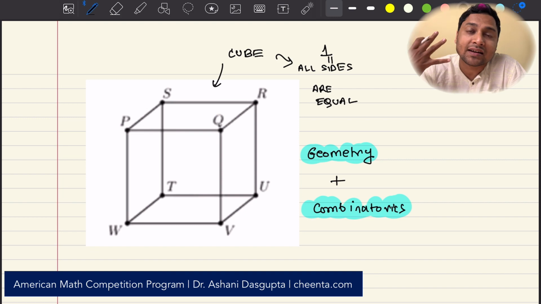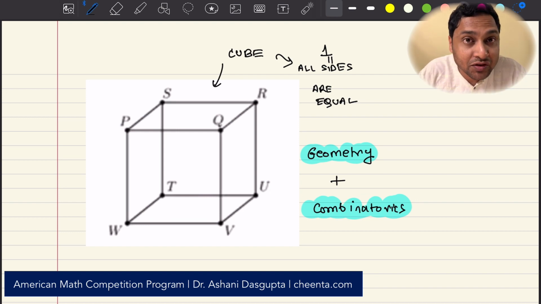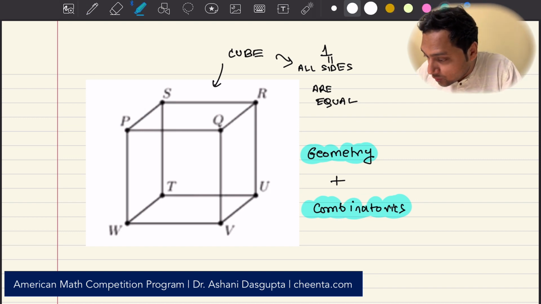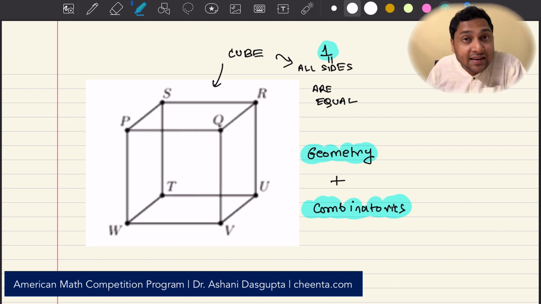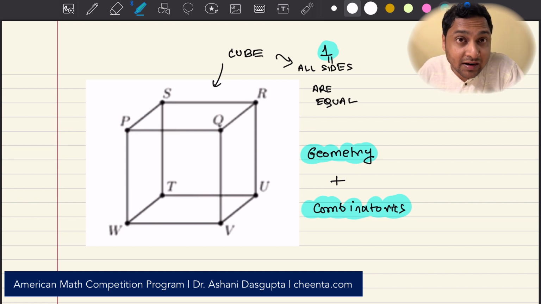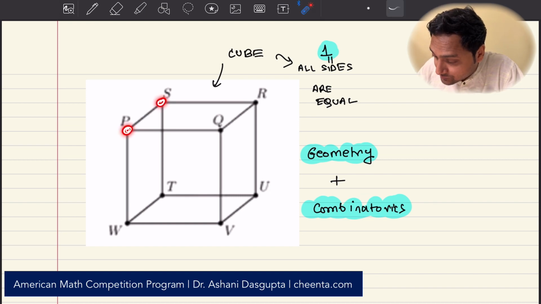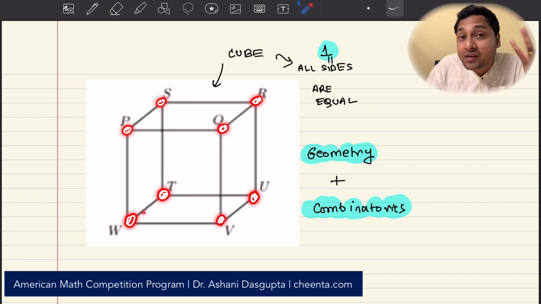This is a general strategy. Whenever you have all sides equal, to simplify the problem, you can assign a value to each of those sides. So we are assigning the value of 1 to each of those sides to make things simpler. And the question says, how many equilateral triangles can be drawn using the vertices of this cube? So these 8 points are the vertices of this cube.